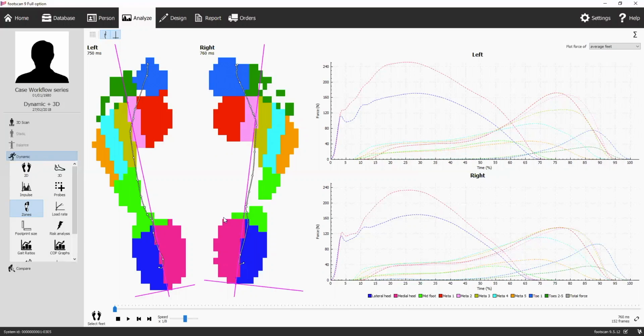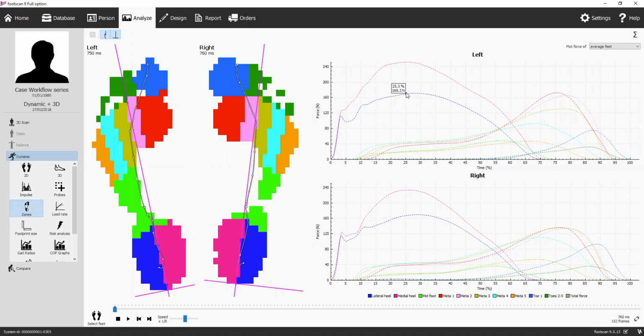The different zones are the medial heel and the lateral heel, the midfoot area, all 5 MPJs, the big toe, and the lesser toes. In the graphs, you can analyze the initial heel contact by looking at the pink line and blue line. They indicate the load on the medial and lateral heel. In this case, you can find some pronation because the medial heel has a higher load.